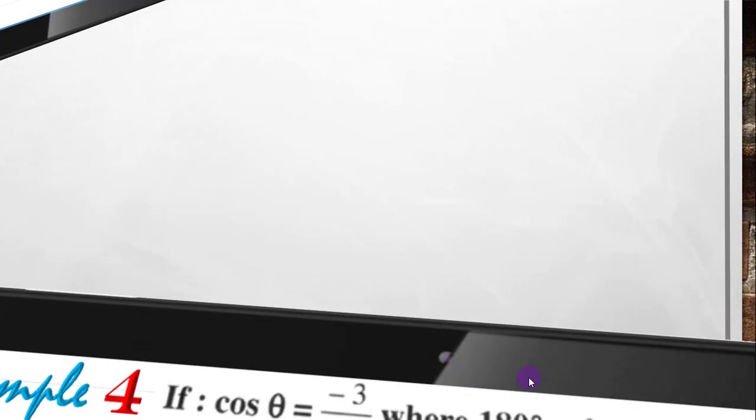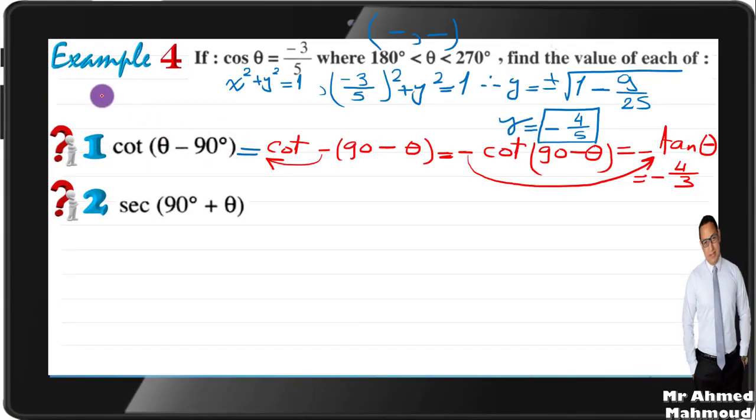Number 2. Okay, sec 90 plus theta. This one equal. First I'm going to change sec into cosec theta. And this is the second quad. In the second quad, sec is negative, so it will be negative. I'm looking at this one, not this one. Okay, negative cosec theta, negative cosec theta.